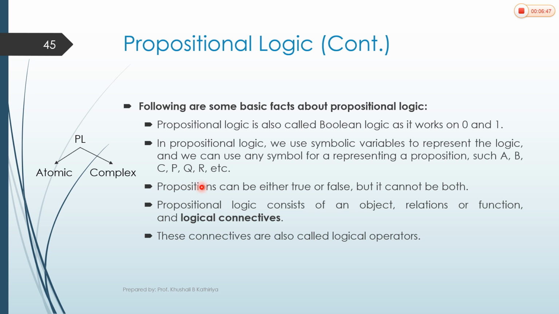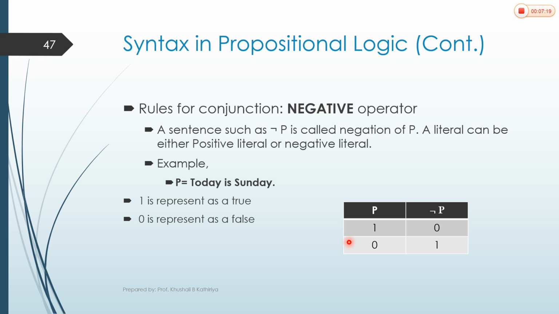A proposition can be either true or false, but it cannot be both. We have already discussed this. Propositional logic consists of objects, relations, functions, and logical connectives. These connectives are also called logical operators. We will discuss them in the next video as one topic. In this video we discuss only the syntax and operators for propositional logic.